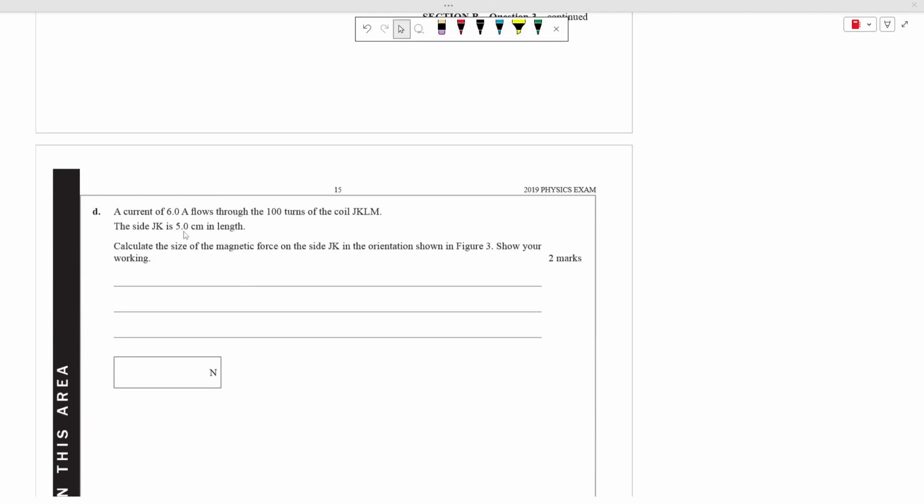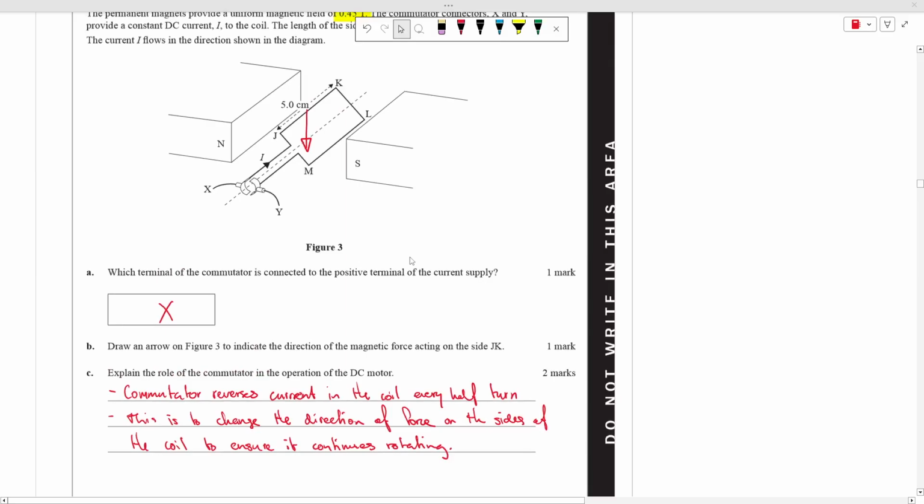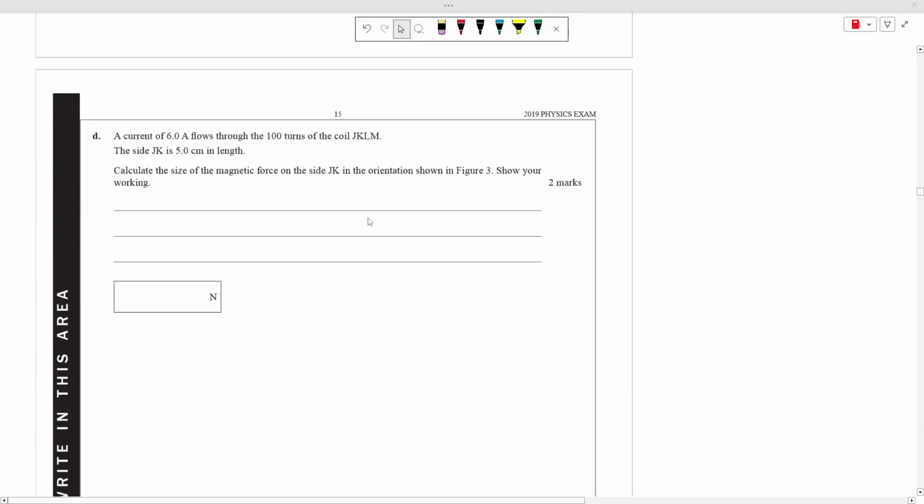Alright, part D, a current of 6 amps flows through the 100 turns of the coil. The side JK is 5 centimeters in length. Calculate the size of the magnetic force on the side JK in the orientation shown in figure 3. Okay, so it's asking for the magnetic force on a current in a wire. That is just F equals N B I L. N is the number of turns, B is the magnetic field strength, I is the current, and L is the length of the wire in the field.